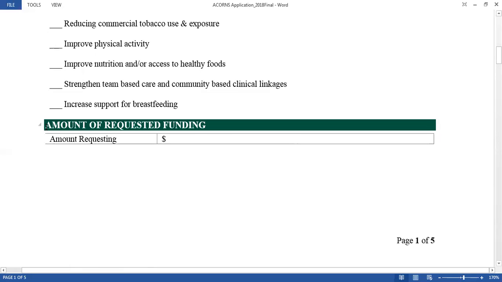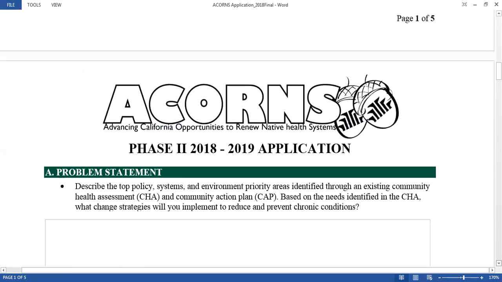In the next section of this first page is the amount of requested funding. Here you will just put the total amount of requested funding. Moving on to the second page. This is where the first part of the narrative begins.